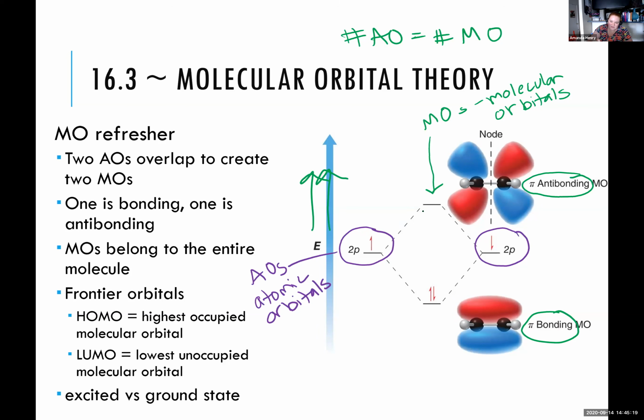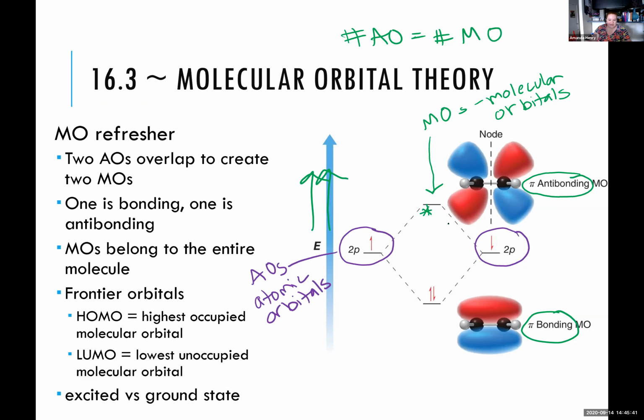Antibonding MOs also get labeled with a star sometimes. It kind of depends on why you're seeing it. So if it's a test question, you might not have a star there because it would give away extra information. But if you do see ones labeled with stars, it's because they're antibonding.